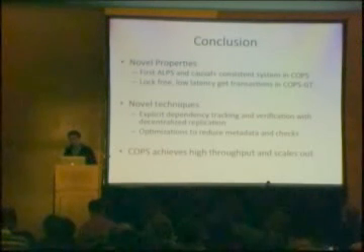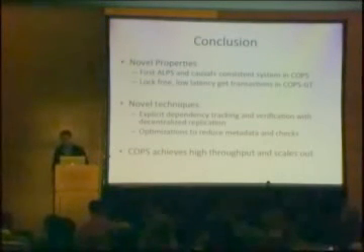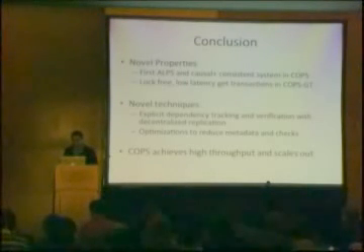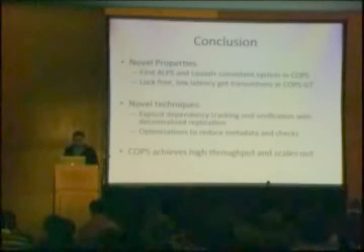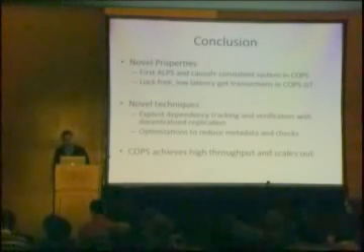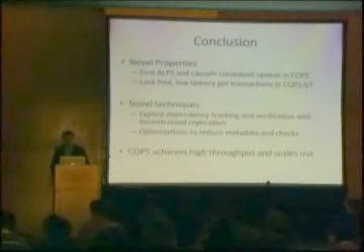So in conclusion, today I presented our COPS system that is the first to achieve the ALPS properties and causal plus consistency. In addition, I presented our COPS GT system, which adds get transactions while maintaining our low latency requirement. To provide these properties, we introduced some novel techniques. These included the use of explicit dependencies that track causality between keys stored on different servers, and then explicitly verifying these dependencies as keys are replicated across data centers to ensure that they're only exposed in a causally consistent manner.